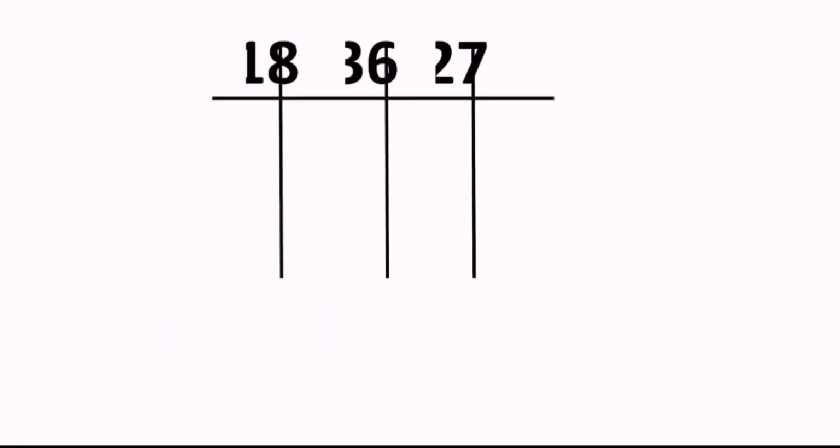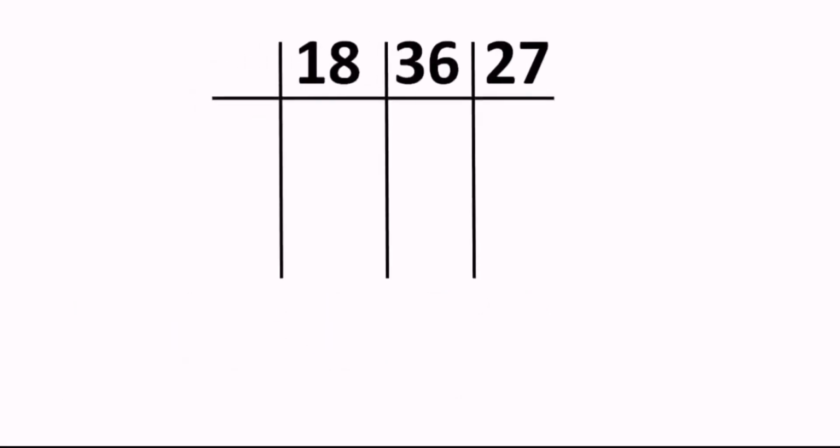Let's see one more sum for three numbers. The numbers are 18, 36 and 27. Very first, we will choose those numbers which will divide all three. If you observe, 18: 1 plus 8 is 9; 36: 3 plus 6 is 9; and 27: 2 plus 7 is 9. So all these three numbers are divisible by 3.